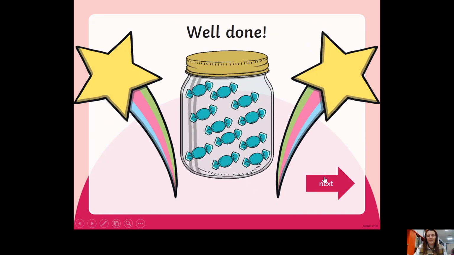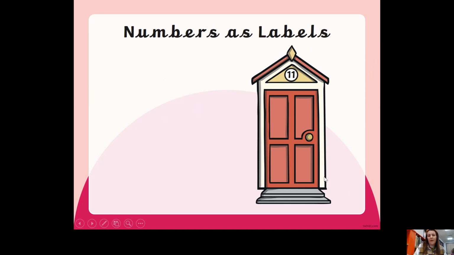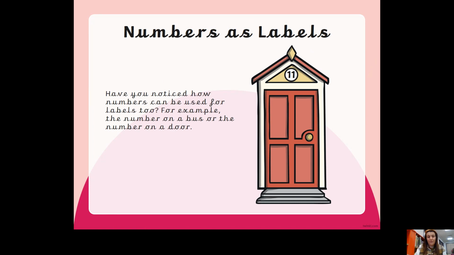Well done, everybody. Now, sometimes we see numbers as labels. So you might have noticed a number 11 maybe on your door. Or maybe sometimes you might see it on car numbers. You might see it on a bus. Have you ever seen a house number with number 11 on the door? Or can you think of something else that represents number 11?